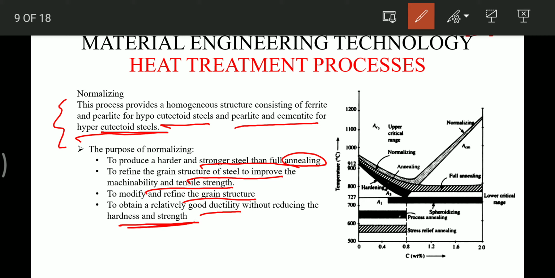Basically the drawback of annealing was that the strength was reduced. So what normalizing will do is provide good ductility without reducing much strength or hardness. Okay friends, so that is why normalizing is carried out.